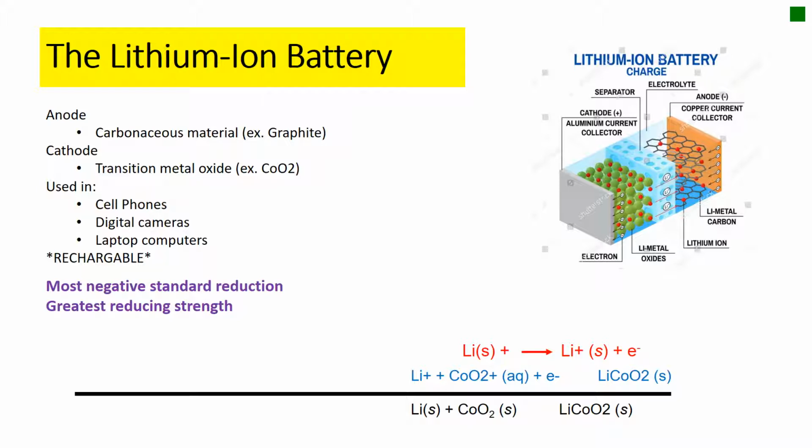Your lithium ion battery, its anode is made of carbonaceous materials such as graphite. Your cathode is the transition metal oxide. It is used in cell phones, digital cameras, and laptop computers, meaning that they are rechargeable. It has the most negative standard reduction potential and has the greatest reducing strength. We have your anode with the lithium and your cathode, and this would be your overall reaction right here at the bottom.